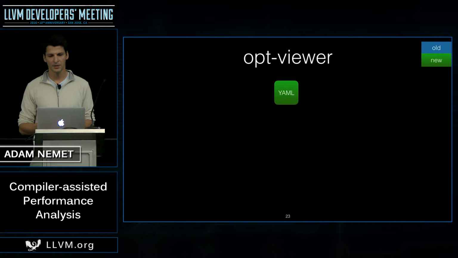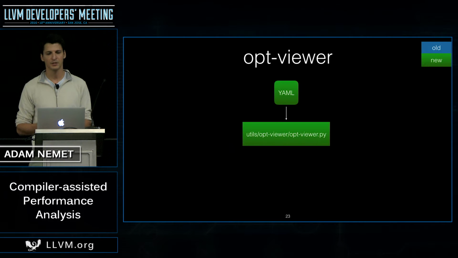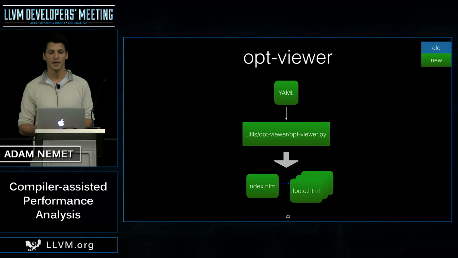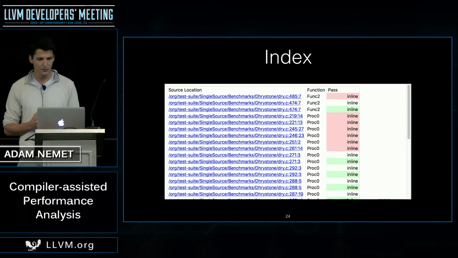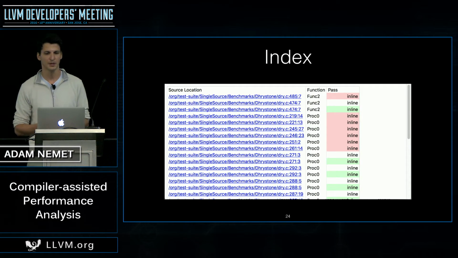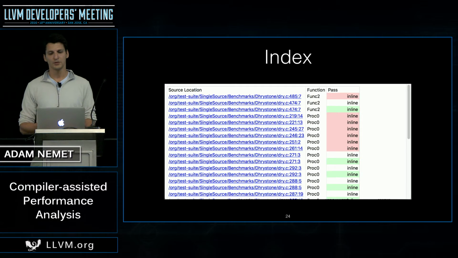And then we take the YAML file and pass it through the optimization viewer, which creates the source views and an index page that links them up. I haven't shown the index page yet. Initially, it looked something like this. What you see is effectively a table of contents of all the remarks with the source location, the function they're coming from, and the pass that reported it, with the usual color coding.